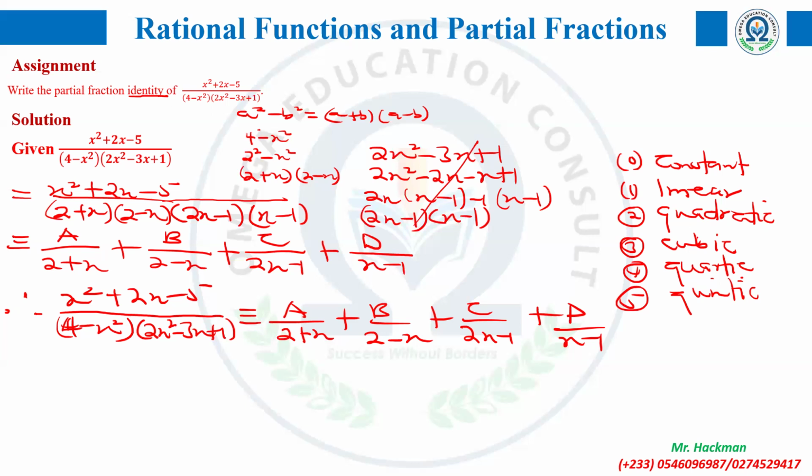And all of them, I'm talking about a situation where it is not factorable. If it's quadratic and not factorable, the numerator will be linear. If it's cubic and not factorable, the numerator will be quadratic. If it's quartic and not factorable, the numerator will be cubic. So always your numerator will be a degree lower than that of the denominator. Is my point well made, my professors? Yes, please.